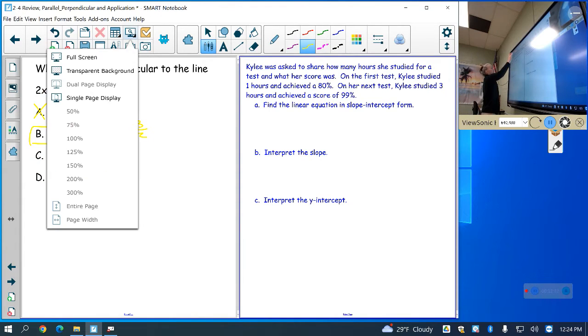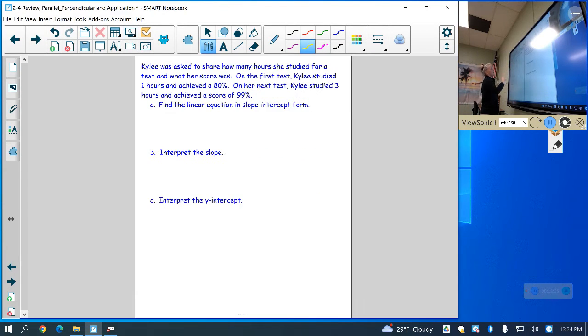Finally, let's go ahead and solve an application problem now that we've done all our parallel and perpendicular examples. Kylie was asked to share how many hours she studied for a test and what her score was. On her first test, Kylie studied 1 hour and achieved an 80%. On her next test, Kylie studied 3 hours and achieved a score of 99%. So the first thing I need to do is figure out what is my independent and what is my dependent variable. Okay, my independent variable is going to be my time, so hours. My dependent variable is going to be my percent.